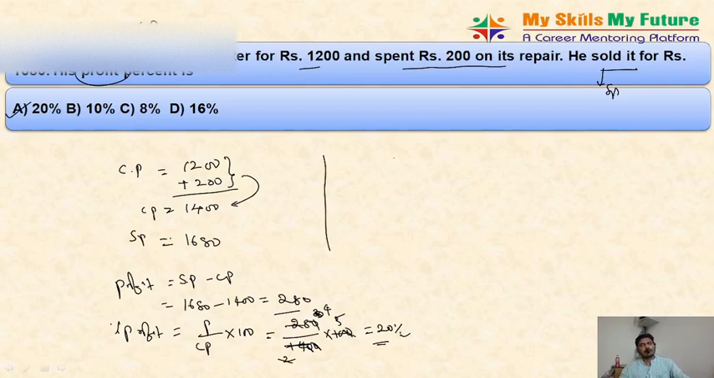Okay, let us also go with the ratio approach here. Why am I solving all the problems with the ratio approach? With the ratio approach, you will easily get the answer without wasting much effort. So first he spent 1200 rupees, and after that he spent 200 rupees more, and then he is selling it for 1680 rupees. So the overall cost price will be 1400, and he is selling it for 1680 rupees.